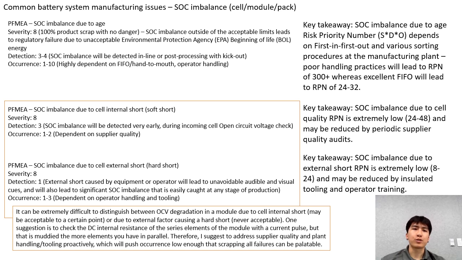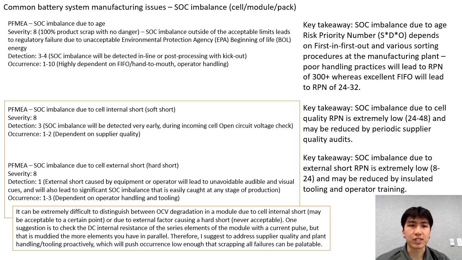So the first failure mode I have here is SOC imbalance due to age, failure mode number 1 from the previous slide. The severity here for this one, as it is for all of them, is 8. And 8 is 100% product scrap with no dangerous effects. If you start getting into a dangerous failure mode, then it will be a 9 or a 10.